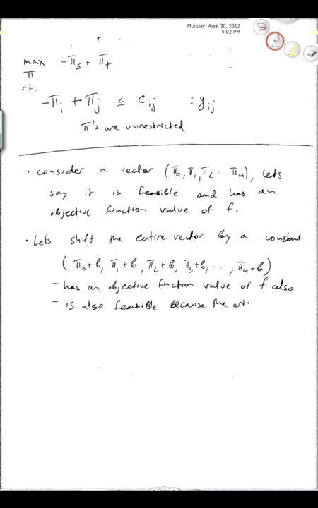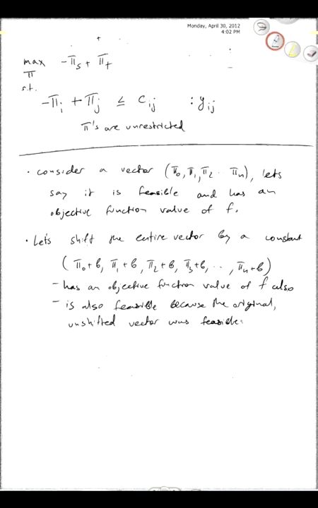Because the original unshifted vector was feasible. So that means that there's an extra degree of freedom in this linear program. If you give me any vector for the linear program, I can start shifting it by a constant in any direction, and I'm going to keep the same objective function value, and it's still going to be feasible.